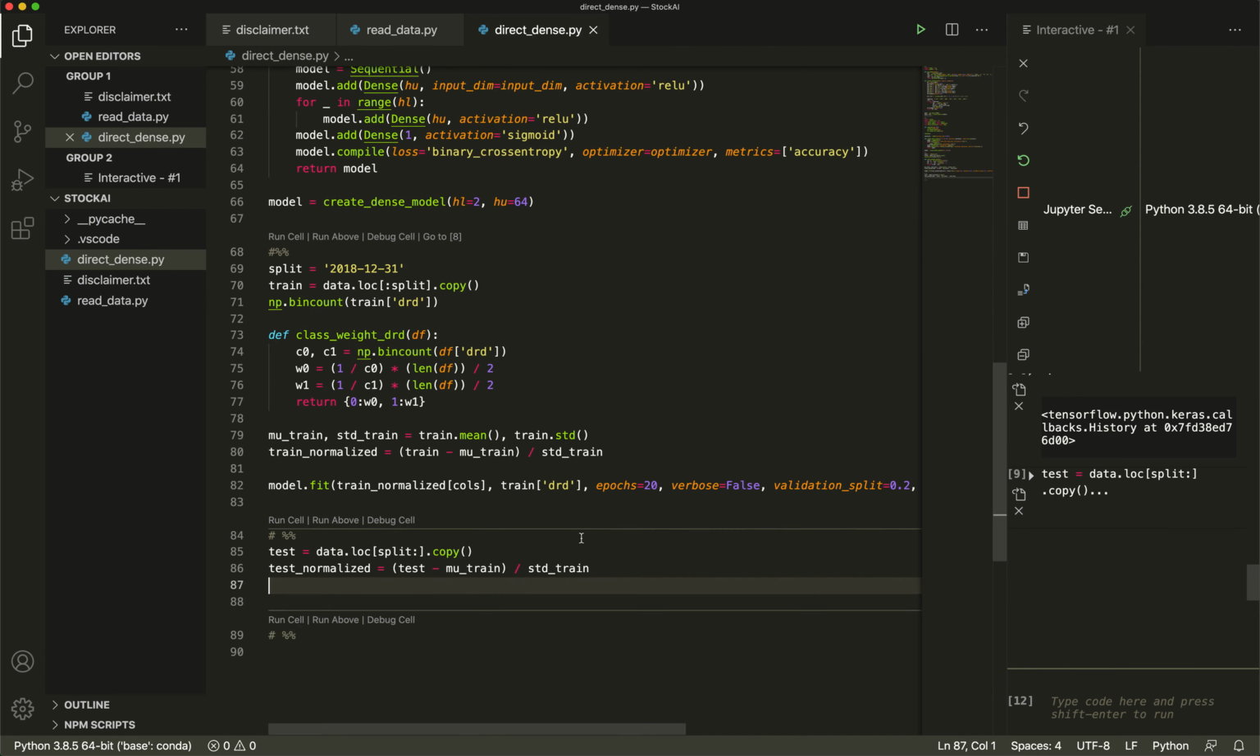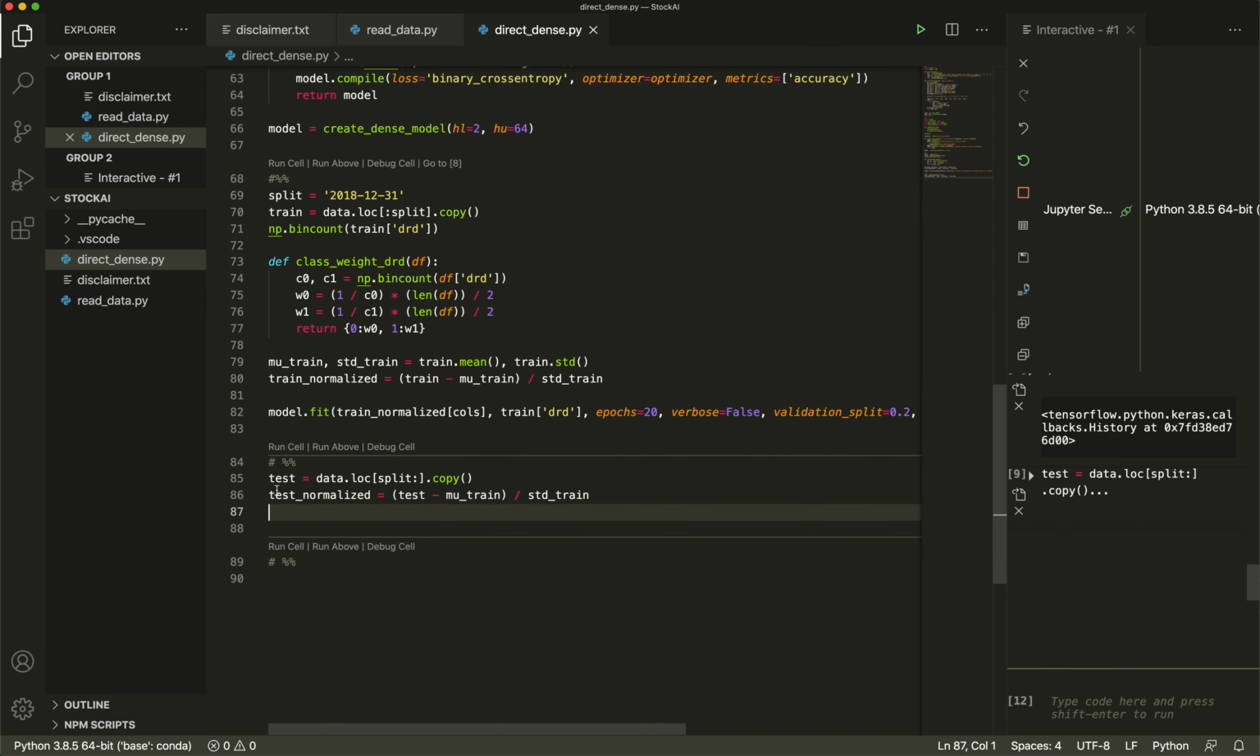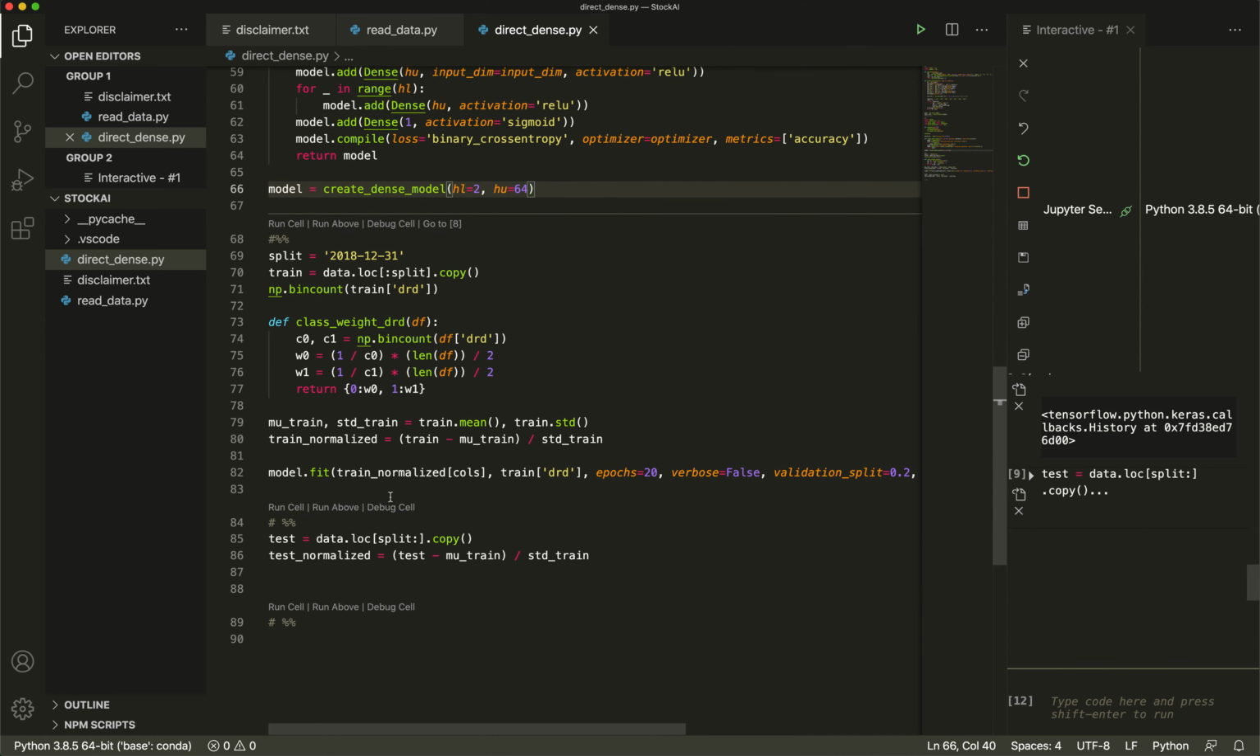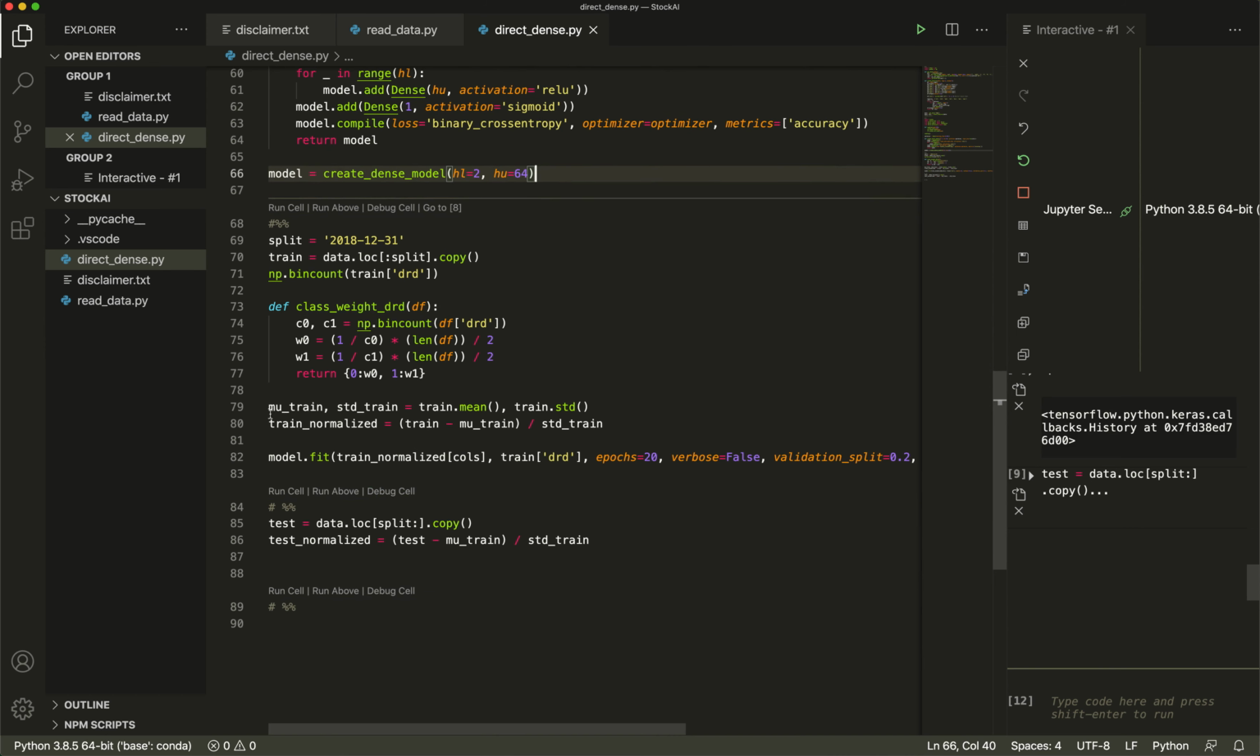Right. But let's finish writing this code. We have trained our model. This line actually creates the model, right, with 2 hidden layers and 64 hidden units per hidden layer. And then we normalized the training data, and the entire training process happens on this line, when we call the fit function with the normalized training features, and the normalized labels that are computed based upon the direction of the price movement the next day, right?